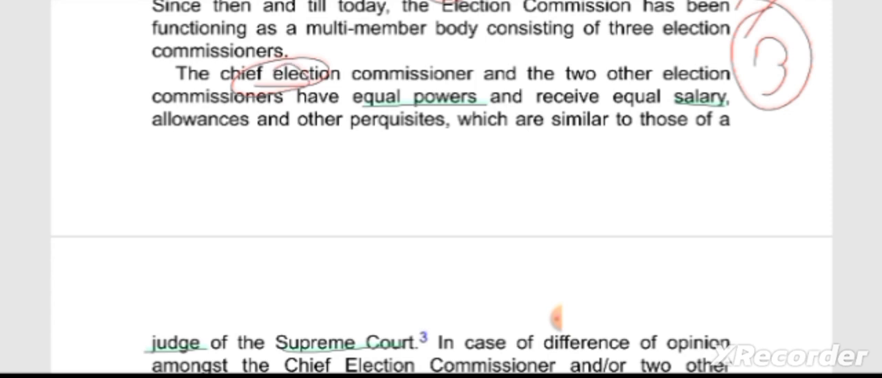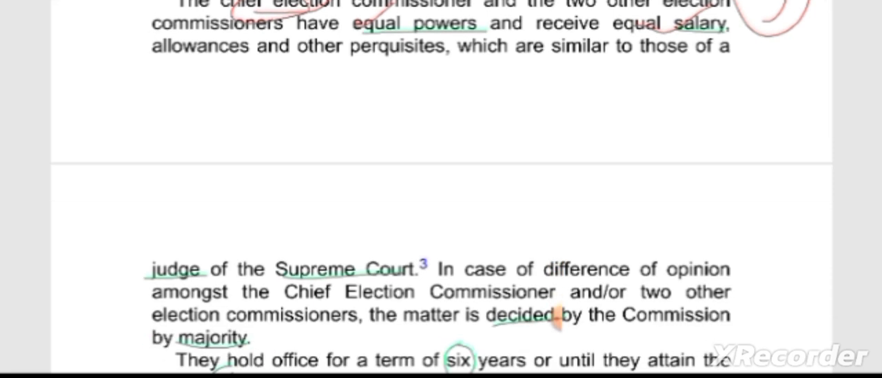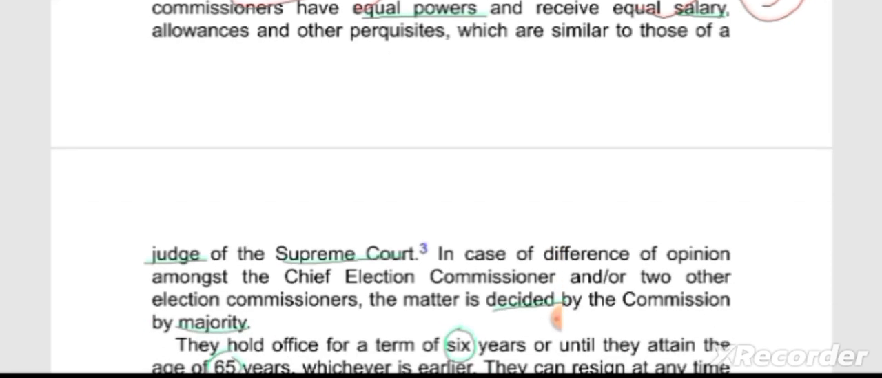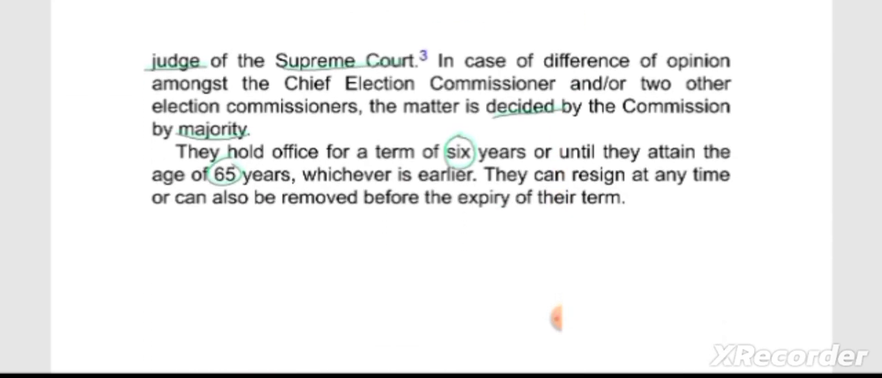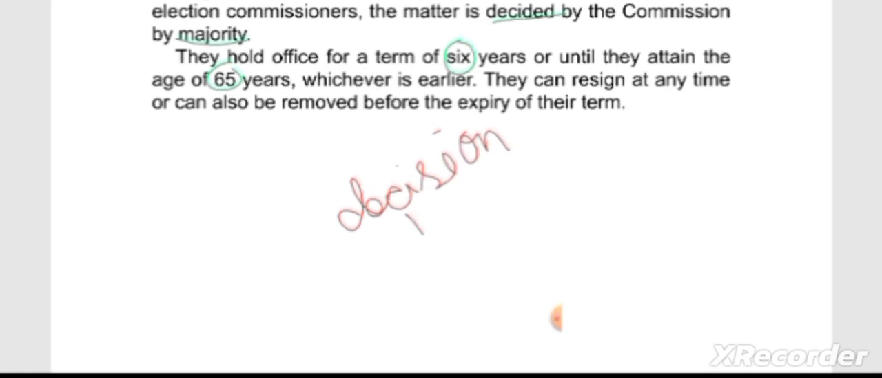So here you will see the Chief Election Commissioner, but with equal power and equal salary. But it is very important that even if their posts are not exactly similar, they have equal power and salary, so that everyone has independence, right? So that no one can say, I am the authority over you two people. That's why.